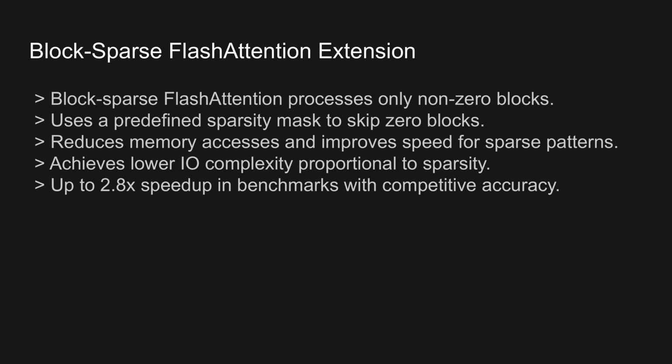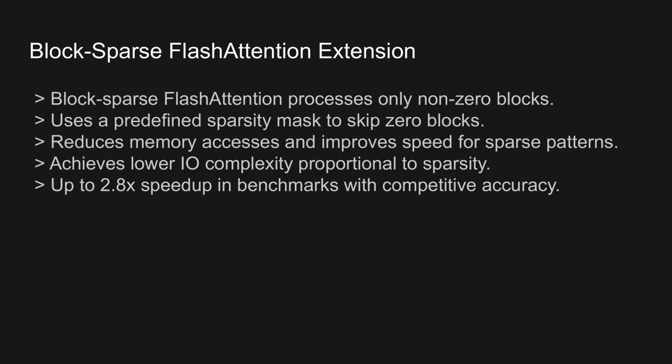The algorithm uses a predefined block sparsity mask, which specifies the non-zero blocks to be computed. By skipping the zero blocks, it achieves fewer memory accesses compared to standard FlashAttention. This extension makes the attention mechanism faster and more memory efficient, especially in cases where sparsity is inherent to the data. That makes sense. But how does this affect I/O complexity compared to the original FlashAttention?